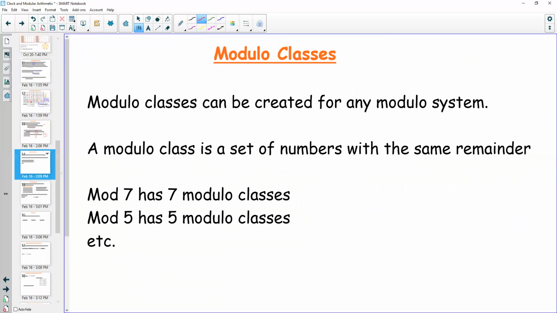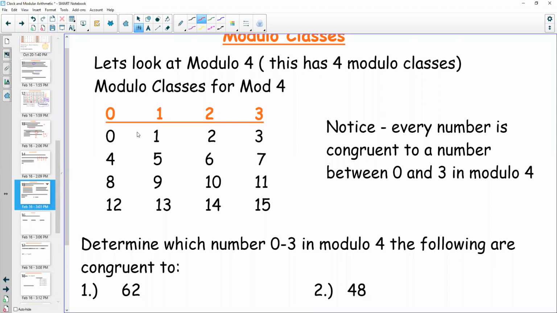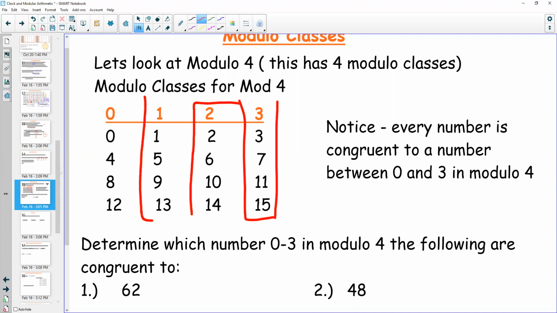You can make modulo classes for any system. When they're talking about classes, they're talking about columns. So that's a class, that's a class, that's a class. Any class is a set of numbers with the same remainder. In modulo 7, we have 7 classes. In mod 5, we have 5 classes, okay? All right, so this is how we just set this up. This is the same chart we just made. This class is all congruent to 3. This class is all congruent to 2. This class all congruent to 1. This class all congruent to 0.